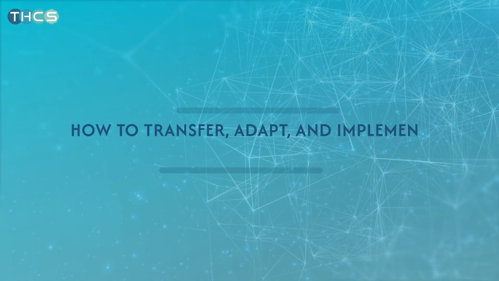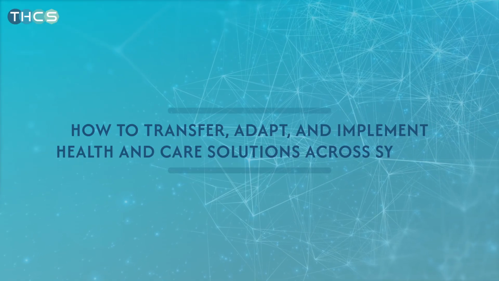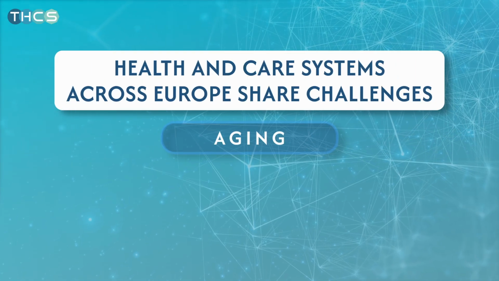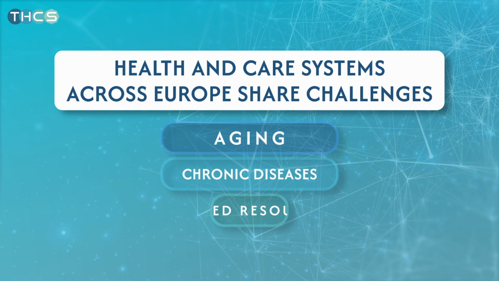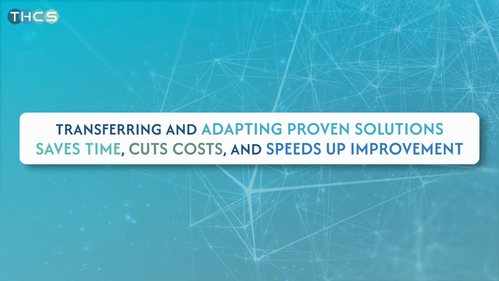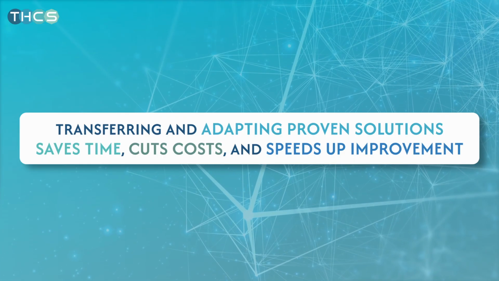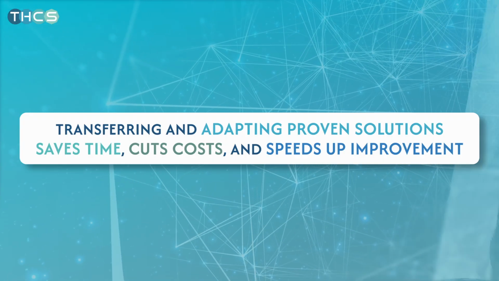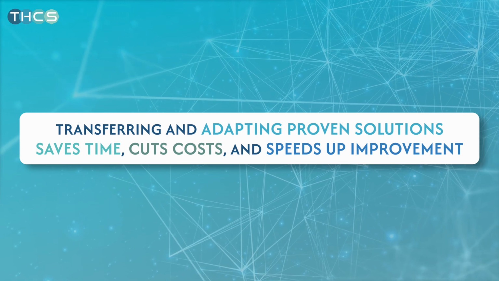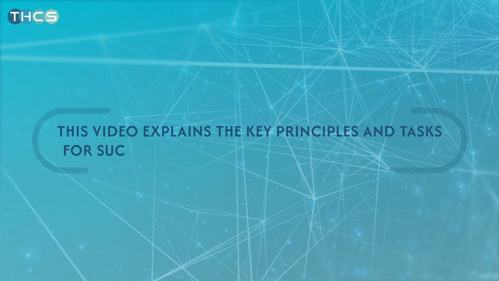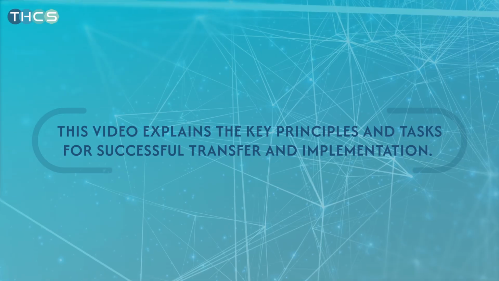Welcome to an introduction on how to transfer, adapt, and implement health and care solutions across systems. Across Europe, health and care systems face aging populations, more chronic diseases, and tighter budgets. To meet these challenges, organizations can save time and resources by adapting proven solutions from elsewhere, avoiding repeated mistakes and accelerating progress. But each system is unique, so careful adaptation is essential. This video explains the key principles and tasks for successful transfer and implementation.